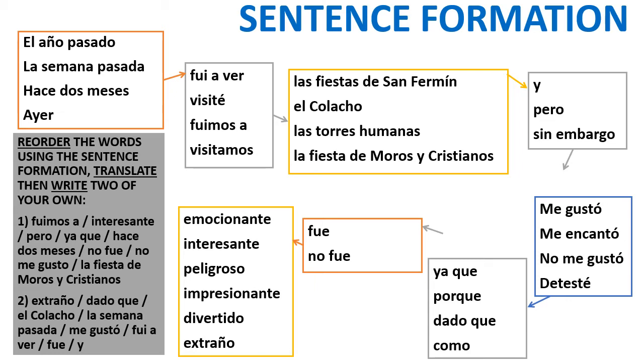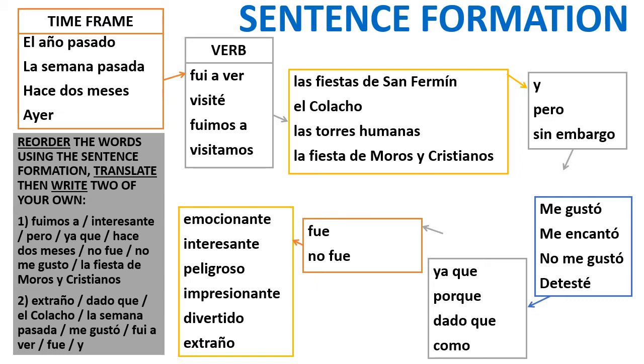I've paused the video now just to spend a couple of minutes looking at these different boxes, and I want you to give each of the boxes a title or a specific word group. So the first one would be a time frame, because you've got el año pasado, so last year, last week, 2 months ago, and yesterday. So pause it now, spend a couple of minutes to give each of them boxes a title.